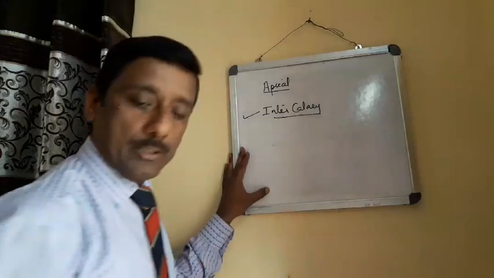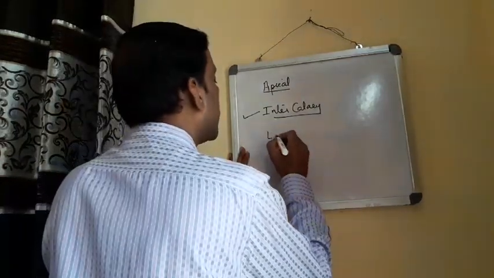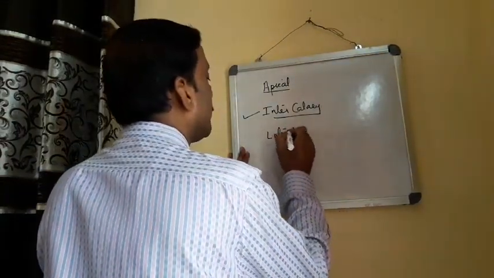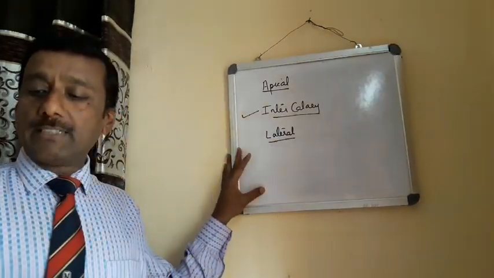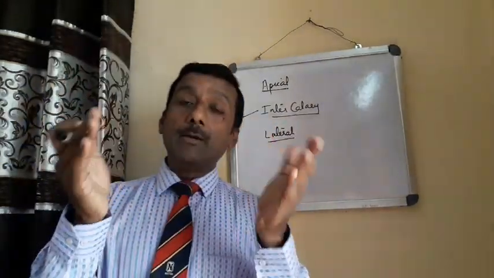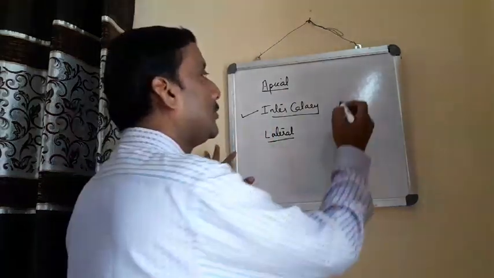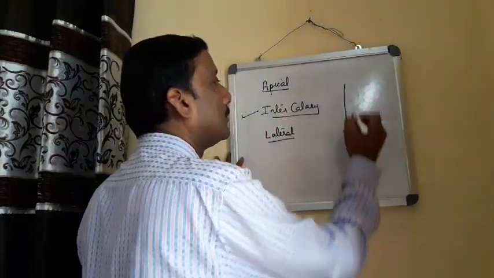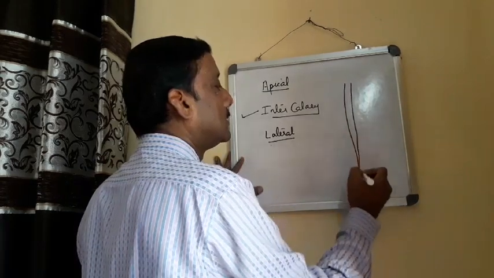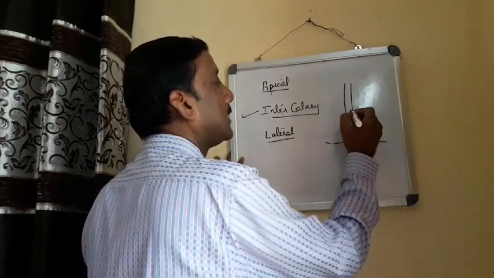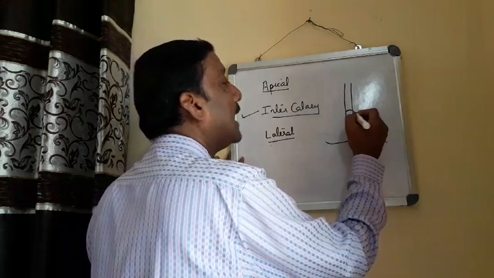Now the third one is lateral meristem. Now what is the function of a lateral meristem? Where's the location? It occurs below the bark and in the vascular bundles. Like if you have a plant like this, it is available here in the center under the bark.